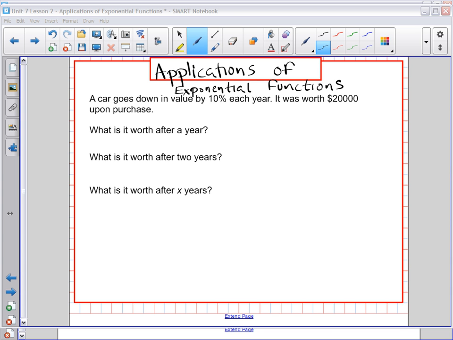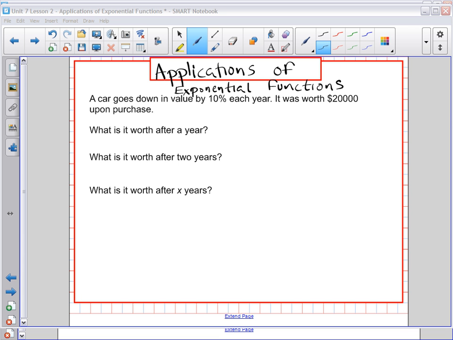This lesson is on applications of exponential functions, which of course means word problems. We're going to be taking a look at a couple of different word problems today, generally involving exponential growth or exponential decay, and then we will move into compound interest and continuously compounding interest.